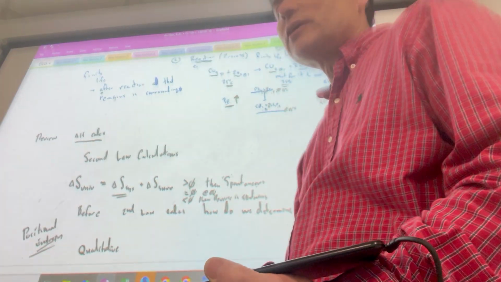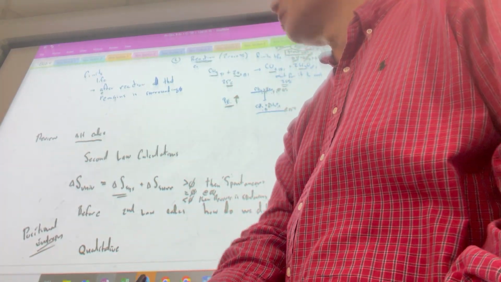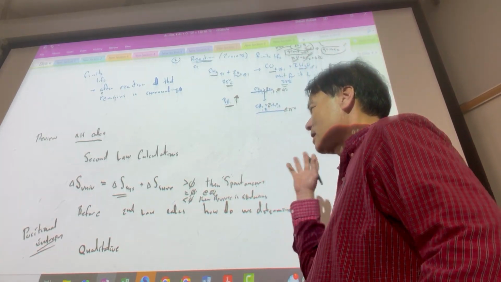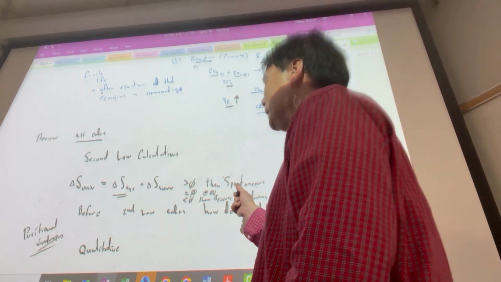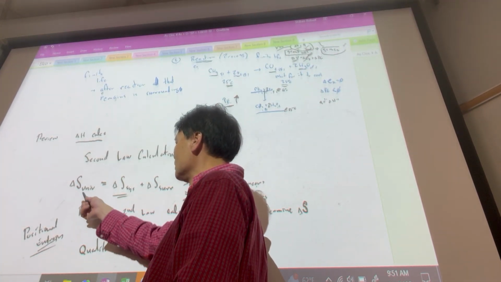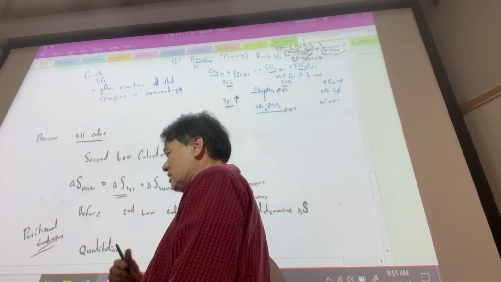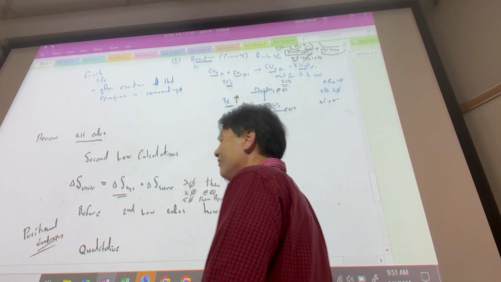So there are different ways of phrasing the second law. One way of phrasing the second law is that all spontaneous processes, all these processes that have a natural driving force, are going to be accompanied by an increase in the entropy of the universe. So there are processes that are happening all the time.